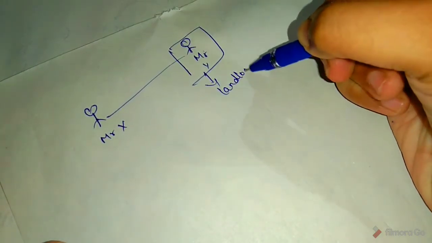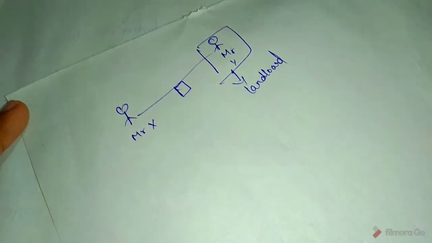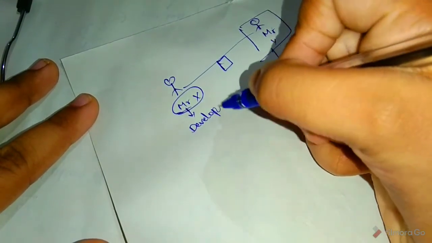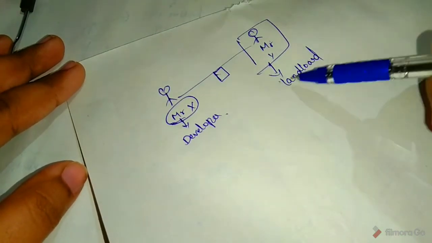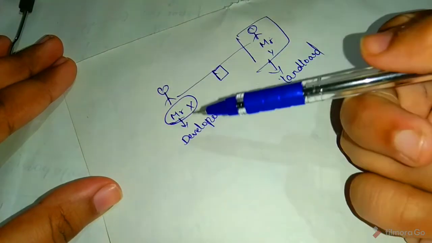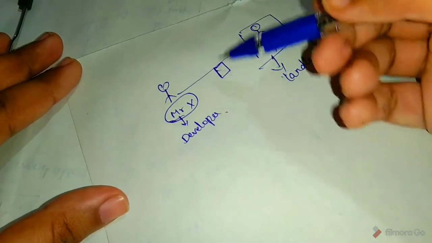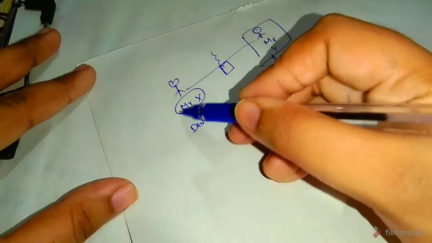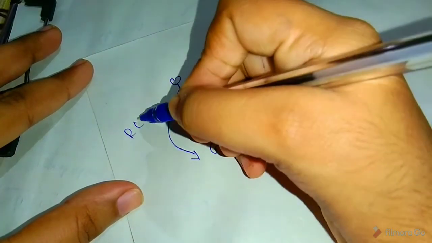Mr. Y, landlord. He has a land. Mr. X, developer. So in this case, Mr. Y, landlord, transfers the development rights to Mr. X for construction of residential apartments. So in this case, Mr. X is liable to pay GST under reverse charge mechanism.